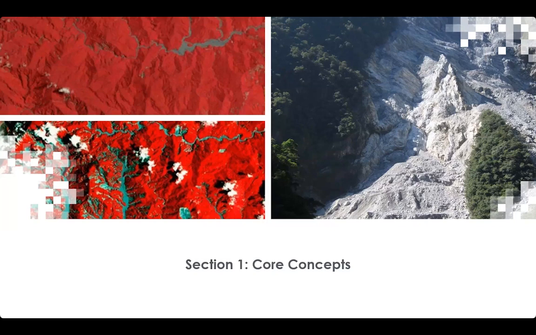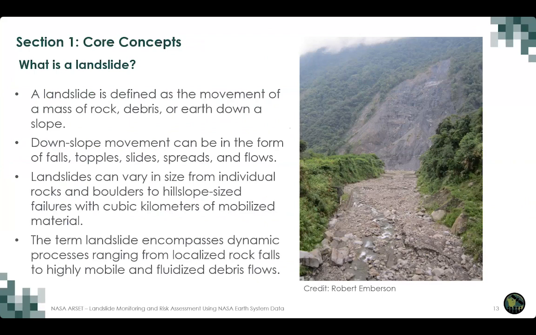So I'm going to start today by talking about the core concepts of landslides, introducing to you from the ground up the science behind them, and how we can use satellite data to understand these systems more efficiently and effectively. So let's start by talking a little bit about what a landslide is. This is a term that can be used quite widely around the world in different contexts, but in general we define it as the downslope movement of a mass of rock, debris, or earth.